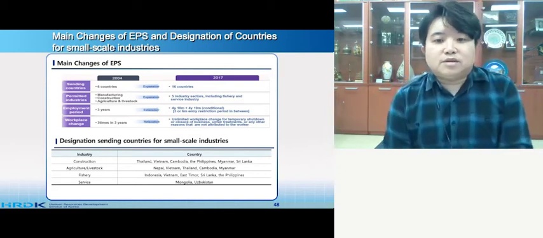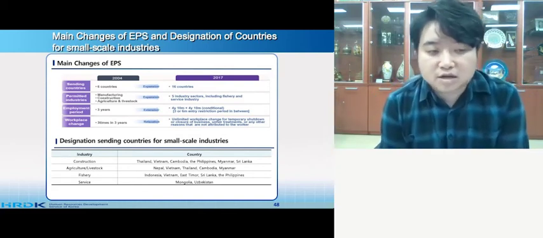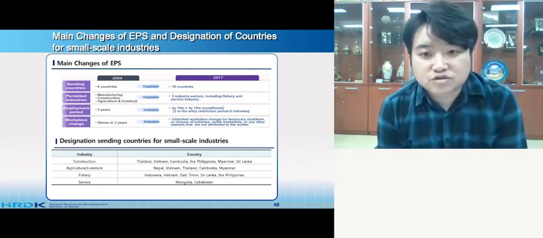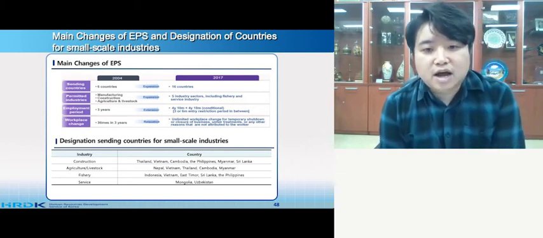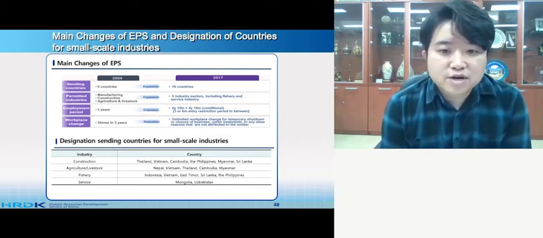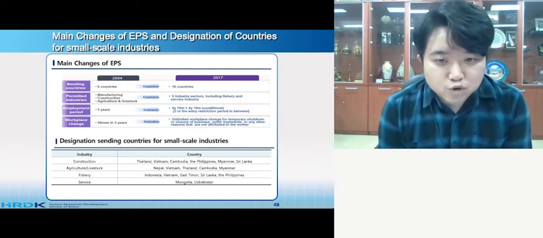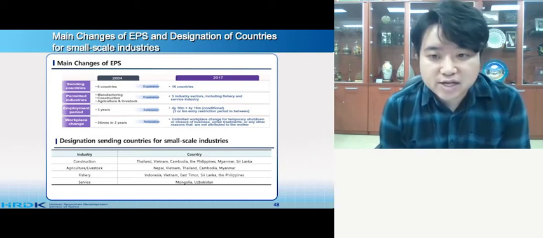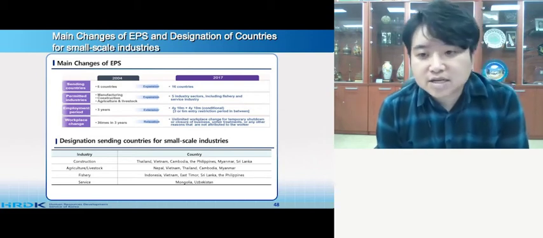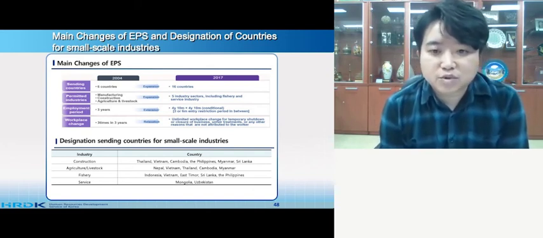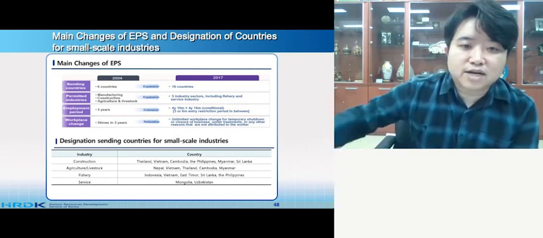And next is about some main changes of EPS and countries. As you can see, in 2004, sending countries were only 6 countries and 3 industries. And now, sorry for the old data, 16 countries have been introduced to the programs through intergovernmental MOUs. Also, we established an EPS center in each country and have sent staff members to the countries in order to perform our tasks regarding supporting the employment of foreign workers locally.